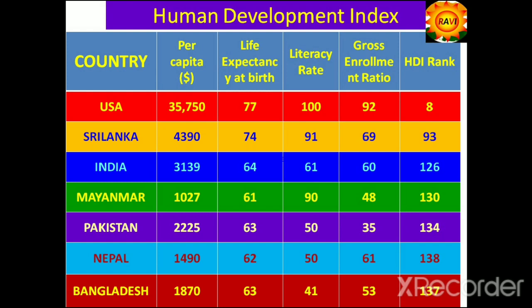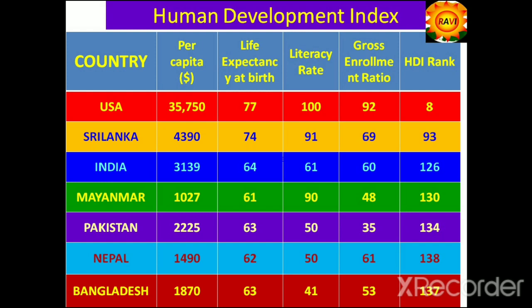Sri Lanka, its per capita income is 4,390. Life expectancy is 74 years. Literacy rate is 91. Gross enrollment is 69. HDI is 93. Indian per capita income is 3,139. Life expectancy is 64 years.